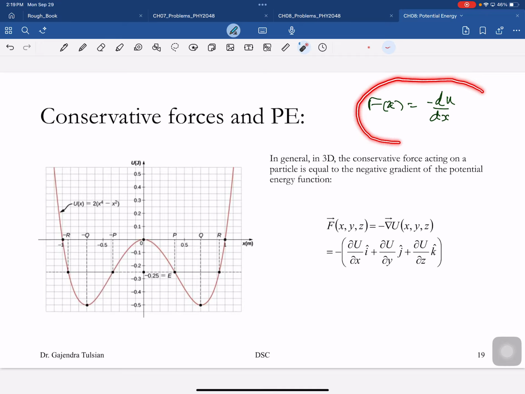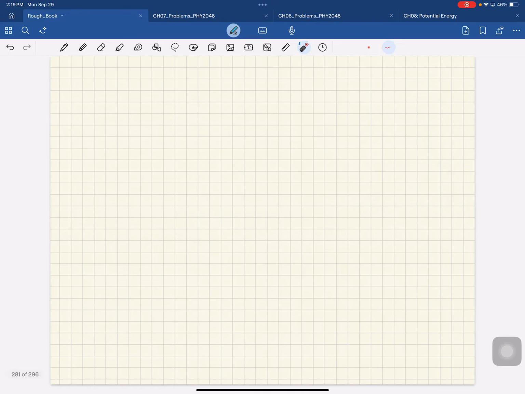So this equation generalized to 3 dimensions is given by that. If your potential energy function is a function of 3 coordinates, then the force is the negative of the gradient of this operator. Have you guys seen the gradient operator? Do you guys know what this means? All right, so I'll tell you quickly what the gradient operator means.